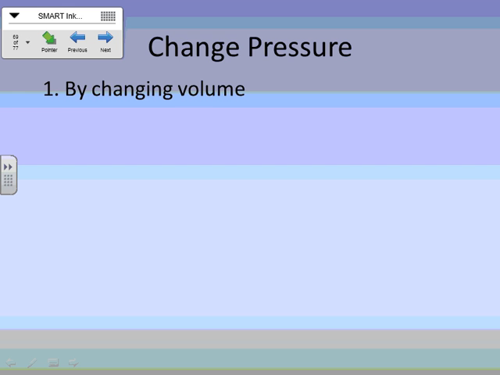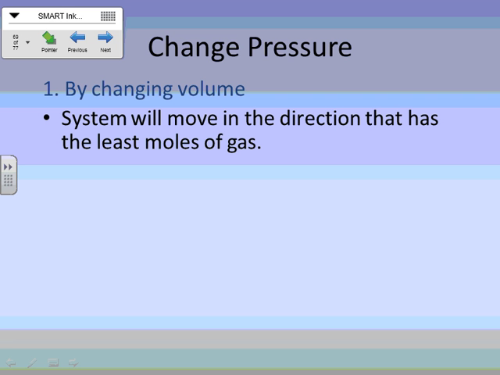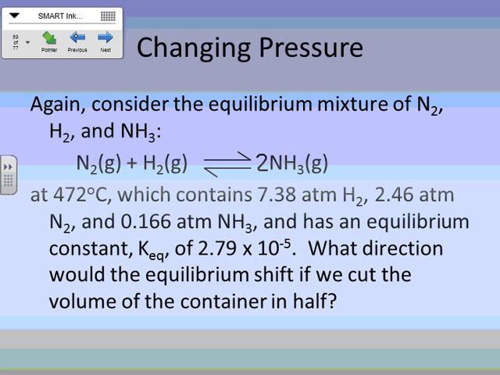So, a couple ways we can change pressure. First of all, by changing volume, and that's what we just talked about. This is a very typical one, and it's kind of a sneaky way to ask the pressure question, because they don't have to mention anything about pressure to ask this question. Just looking back at the question that was just asked, what direction would the equilibrium shift if we cut the volume in half? They're not saying anything about pressure. We have to understand what's going to happen to the pressure as a result of the volume being cut in half.